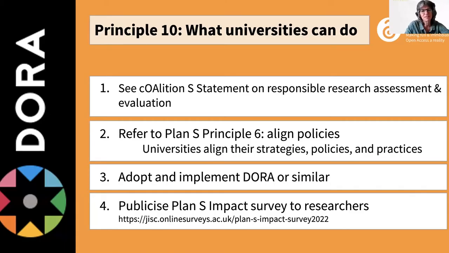Please take a look at the Coalition S statement on responsible research assessment and evaluation and explore how you can align your strategies, policies, and practices towards responsible and reproducible research and move away from prestige-infested metrics. If you haven't already, consider implementing DORA or some other recognised means of ensuring research and researchers are judged in the most reliable and accurately informative way possible. And finally, we'd like to ask if you would be willing to publicise the Plan S Impact Survey to researchers, which aims to gather data from the research community about their publishing practices, experiences, and impact, if any, of Plan S on career progression. Thanks, Johan.